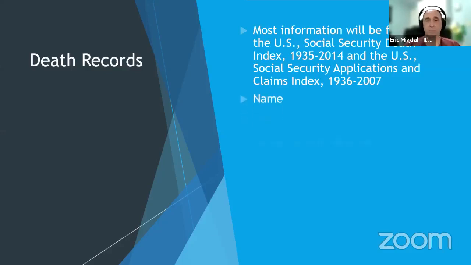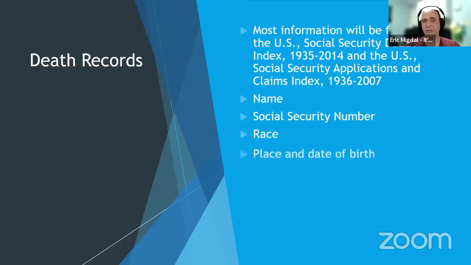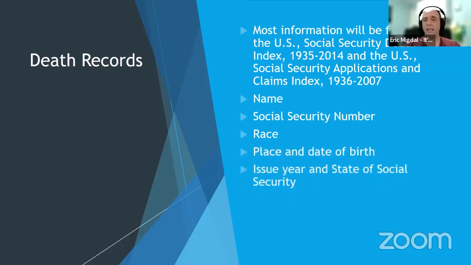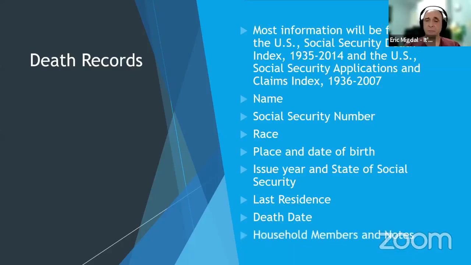It'll tell you the person's name, their social security number, which again will never change and never move from one person to another, their race, their place and date of birth, when their social security number was issued and where they last resided. Usually it has the death date. Sometimes there are household members and notes listed on some of these records.